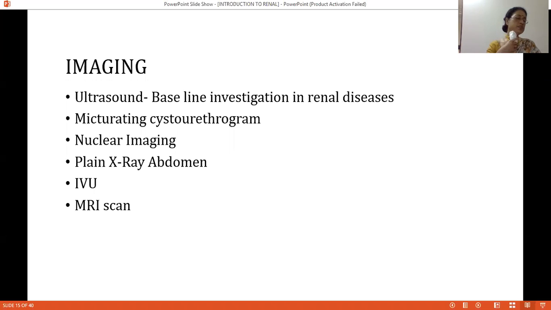In some diseases you have to go for imaging studies for the kidney. In kidney diseases, first line is ultrasound, second is micturating cystourethrogram, then in some cases, accordingly, disease related, we will tell you. Then nuclear imaging where it is required, we will discuss in the next classes. Then plain X-ray, then IVU, MRI scan.